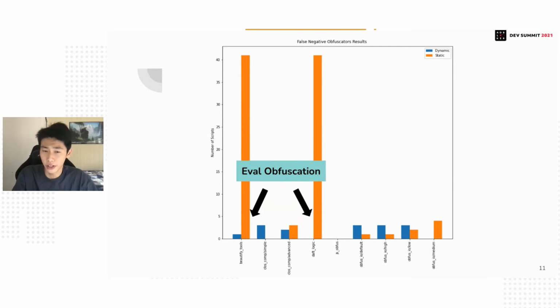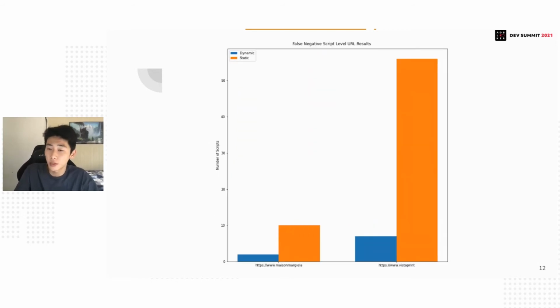The eval function evaluates JavaScript code represented as a string, and is generally not recommended as good coding practice, since it might contain malicious code and it executes terribly slow. With the same script URL, we can once again see that the static analysis did way worse than dynamic analysis in the false negative dataset, proving that dynamic analysis is better than static analysis in identifying obfuscated scripts.